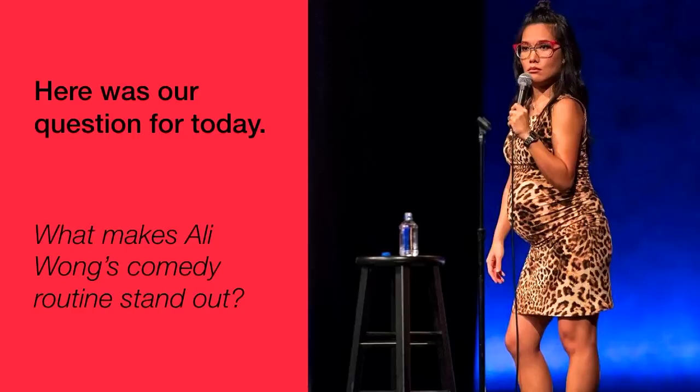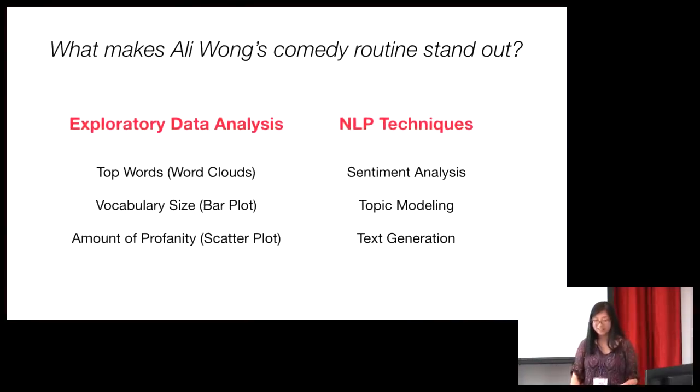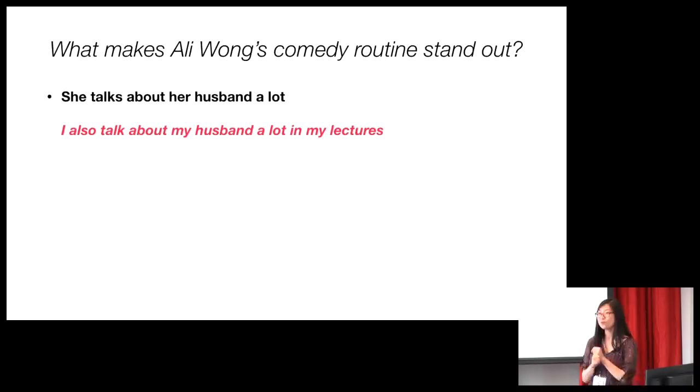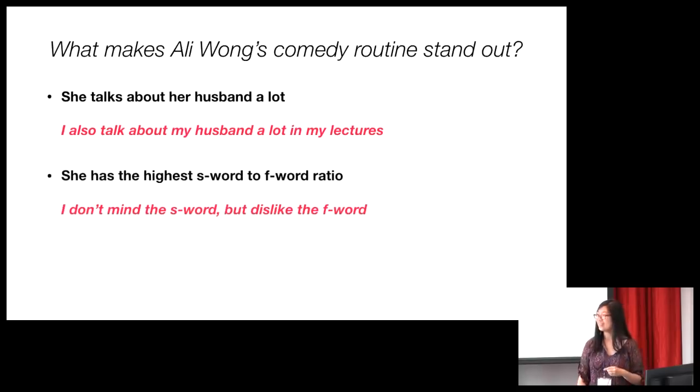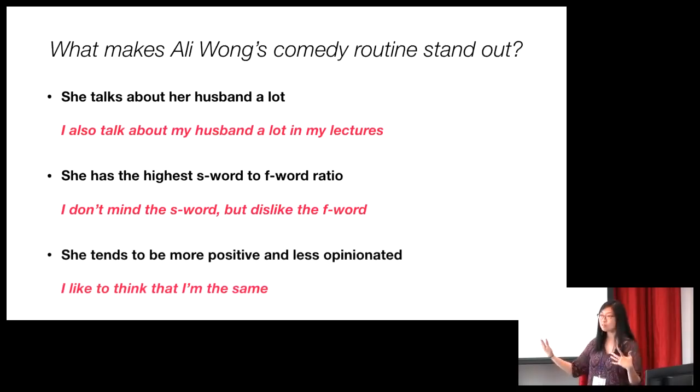OK. So to summarize, this was our question for today. What makes her routine stand out? And these were all the techniques that we used. And so now we can answer that question. What makes her routine stand out? So we saw that she talks about her husband. And I talk about my husband a lot in my lectures. Not once this entire 2 hours, I mentioned him once. Once. But yeah, I have a lot of lectures on that. And then she has the highest S word to F word ratio, which I don't like the F word at all, but I don't mind the S word. And then she tends to be pretty positive and less opinionated, like me.